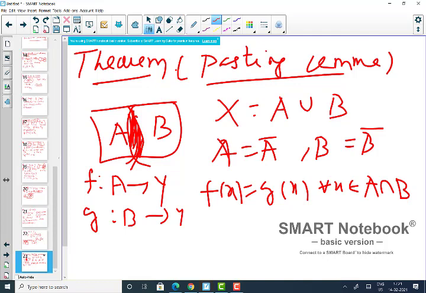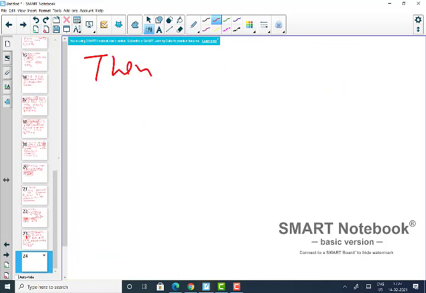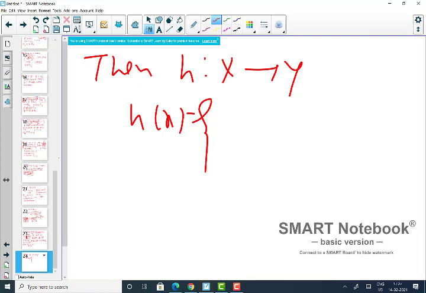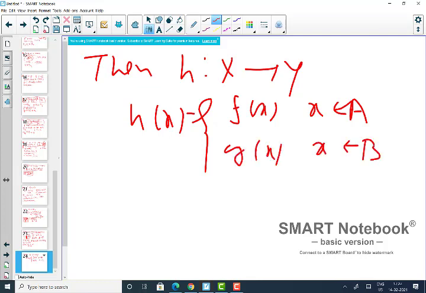Under this condition, and obviously I'm assuming that both f and g are continuous functions, you can prove that you can extend the function to some h from X to Y, such that h of x will be either f of x if x belongs to A, or g of x if x belongs to B. The question is what happens when x belongs to A intersection B? In that case, f of x and g of x are the same, so I don't have a problem. Now this new function is also continuous.